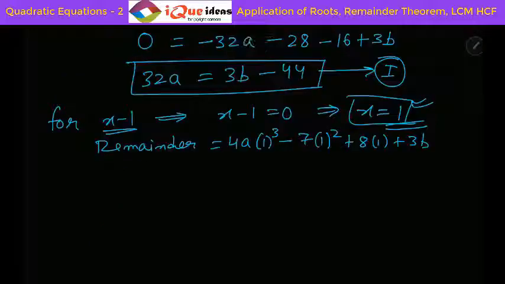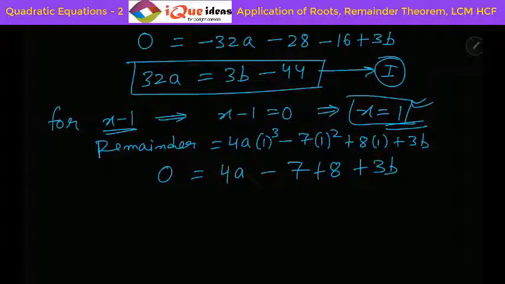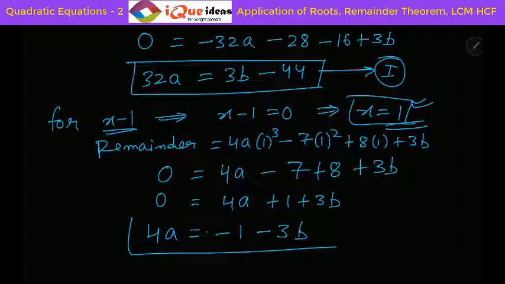All right. So from here, we know that x minus 1 is a factor. So in this case also, the remainder should be 0. So 0 equal to, now simplify, 1 cube is 1, so it is 4a minus 7, 8 into 1 is 8, right, now plus 3b. So from here we have 0 is equal to 4a plus 8 minus 7, that is plus 1 plus 3b. All right. So from here we get 4a is equal to minus 1 minus 3b. Right. So these are the two equations that we have.